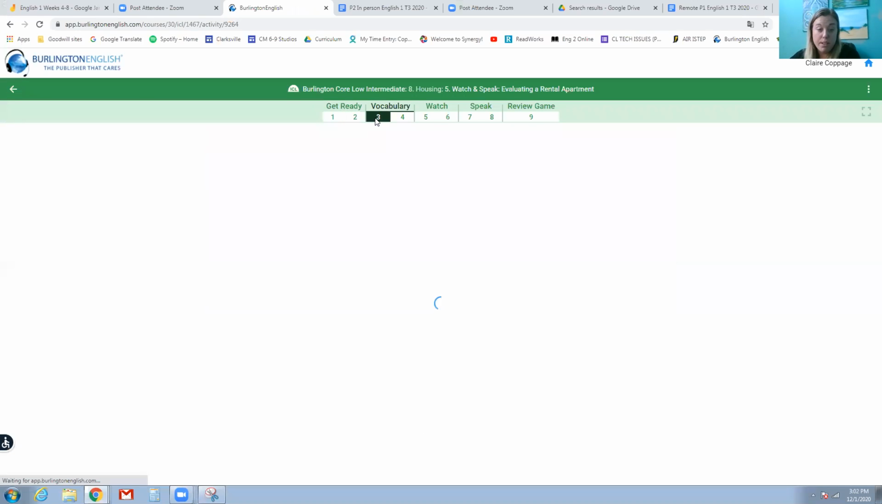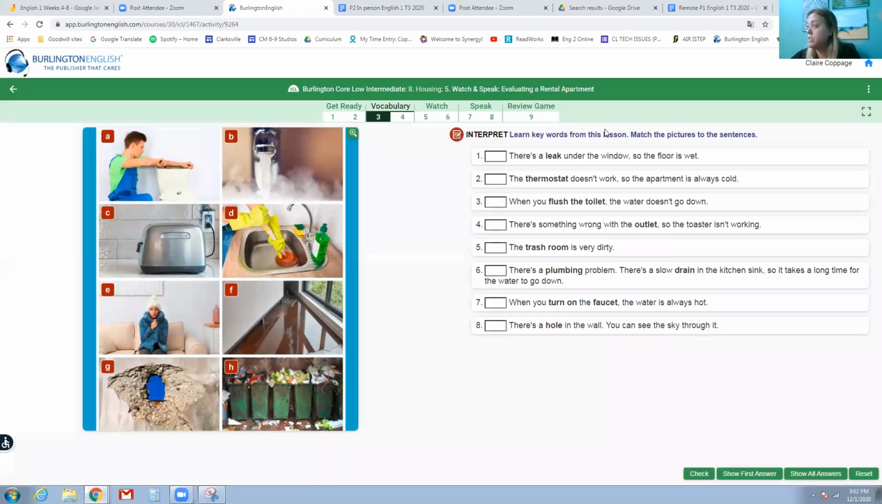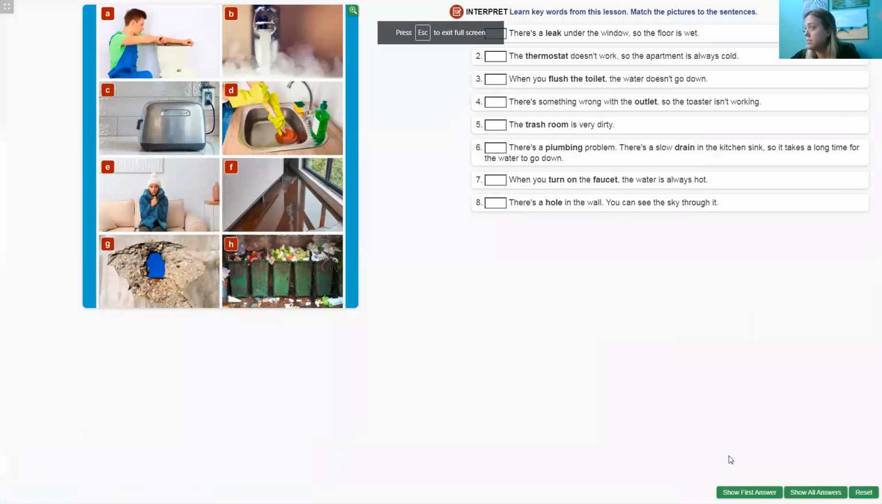Let's review some vocabulary when we're evaluating rental apartments. So here we have some pictures matched with some vocabulary. The vocabulary is here in bold. And for example, number one, there's a leak under the window, so the floor is wet. This is picture F. A leak is when water comes out when it is not supposed to. This is a leak.